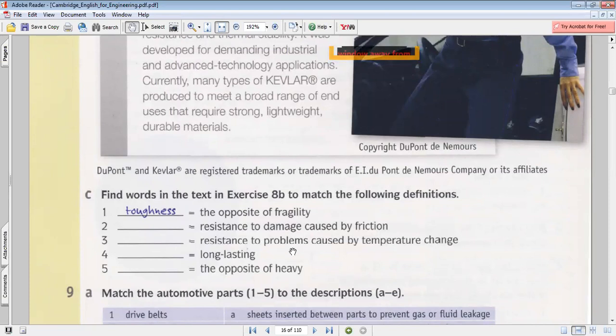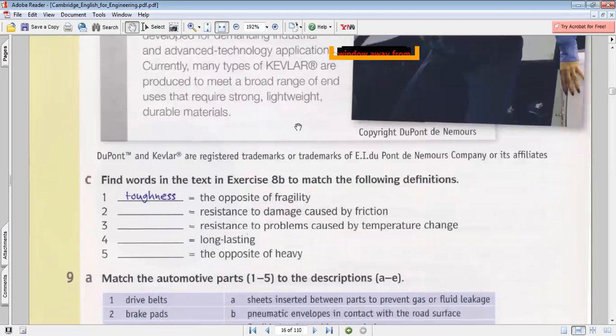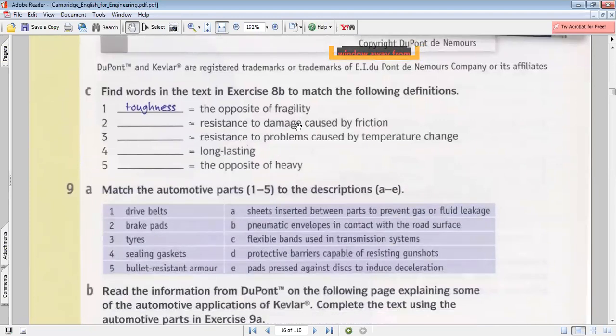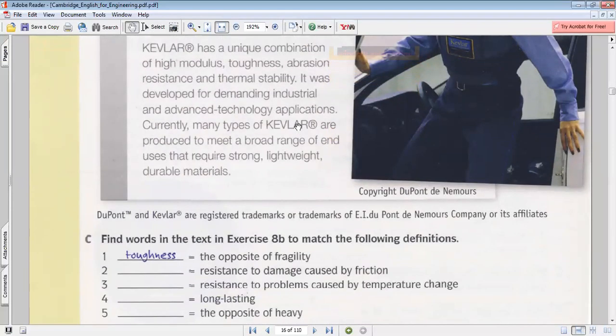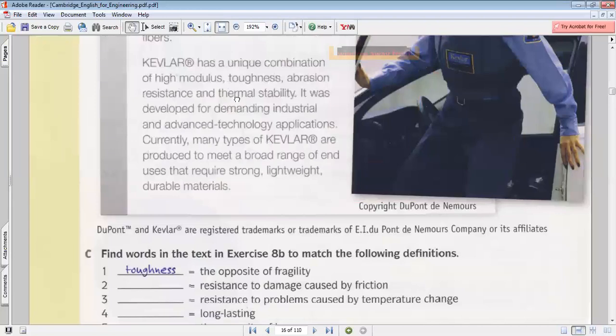Now, resistance to problems caused by temperature change. The temperature change is what? Is thermal. Thermal technology. We have thermal here. Look, that's resistance of temperature. We have abrasion, resistance of losing parts as a result of friction. Yeah, thermal is related to temperature, abrasion is related to losing some of the parts as a result of friction.